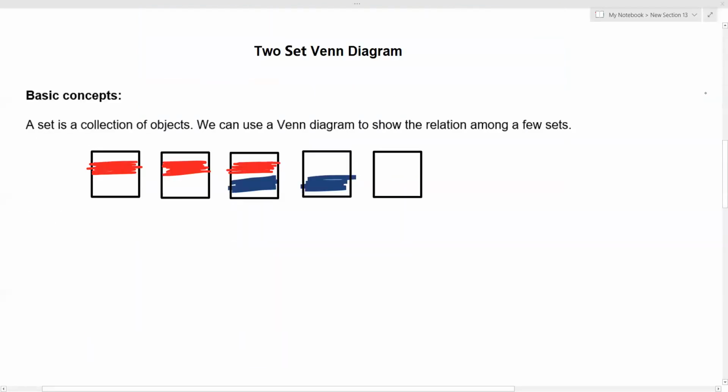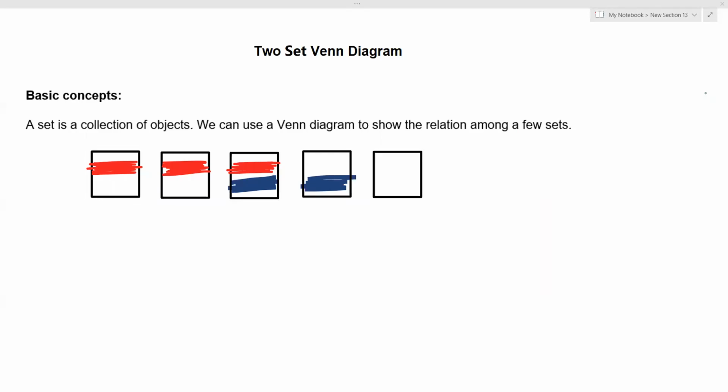Now let's look at some basic concepts first. A set is a collection of objects. You may think of this as a collection of toys, a collection of Legos. And when you have more than one set, these two sets may have some overlapping, some relation between them. And when that happens, if you want to express the relation between or among these sets, you may want to consider using the Venn diagram. But before we talk about that, there are other methods that I want to introduce to you.